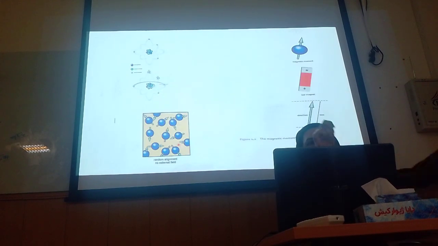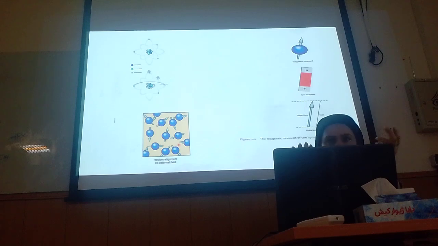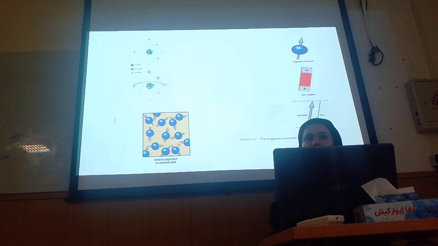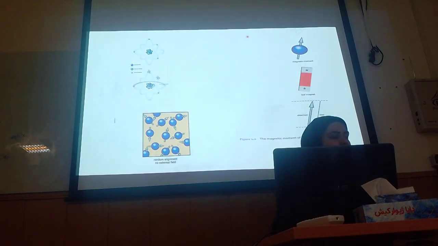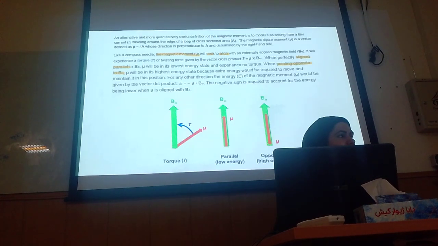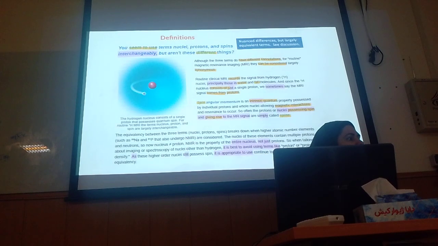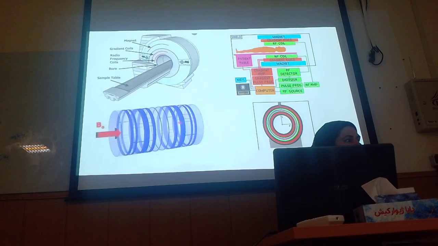What should we do here? At this point, what should we do? You should apply an external field to destroy them. Then we rely on the Bohr magnet. Bohr magnet. We lie on the Bohr magnet.